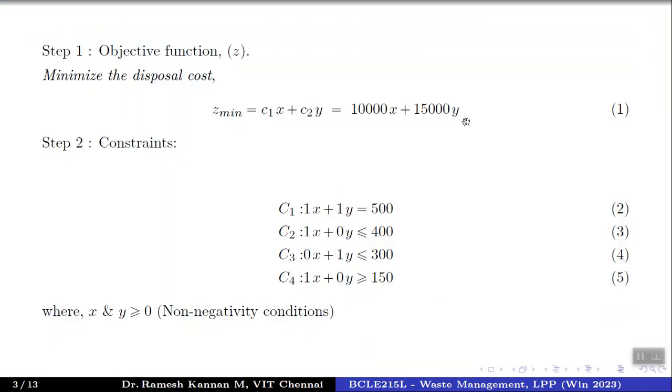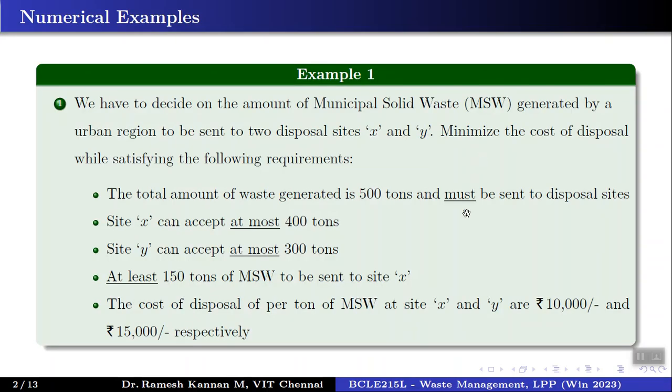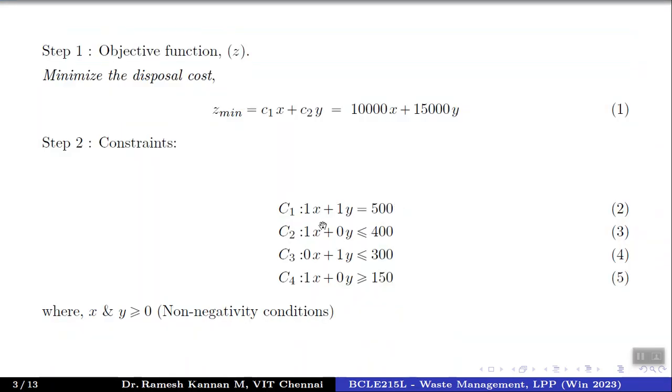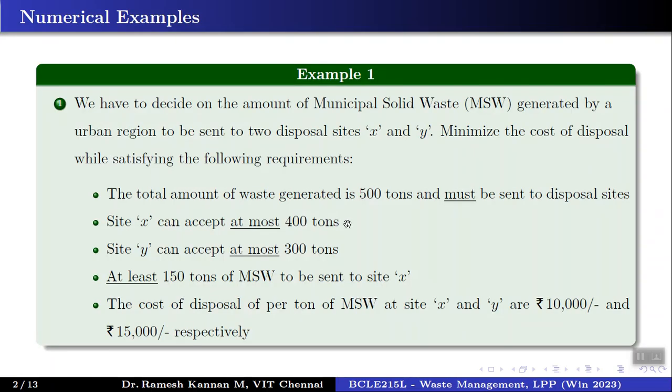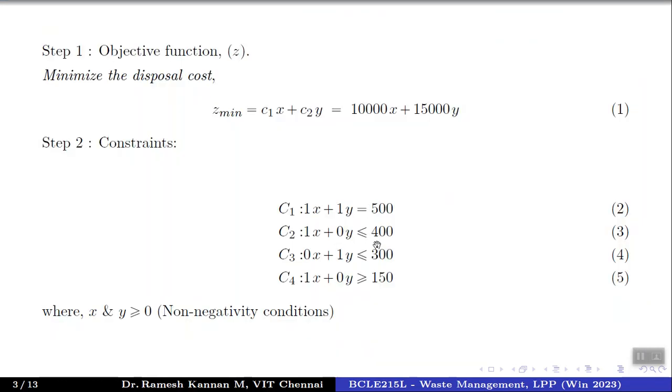That is why it is 15,000 into Y. And the constraints are the total waste generated in that particular urban region is 500 tons, and that has to be shared between both the sites: X plus Y equals 500. This is an equality constraint, so it will not cause much difficulty when we solve this using simultaneous equations. But these others are inequalities. The site X can accept at most 400 tons, which means less than or equal to 400 tons.